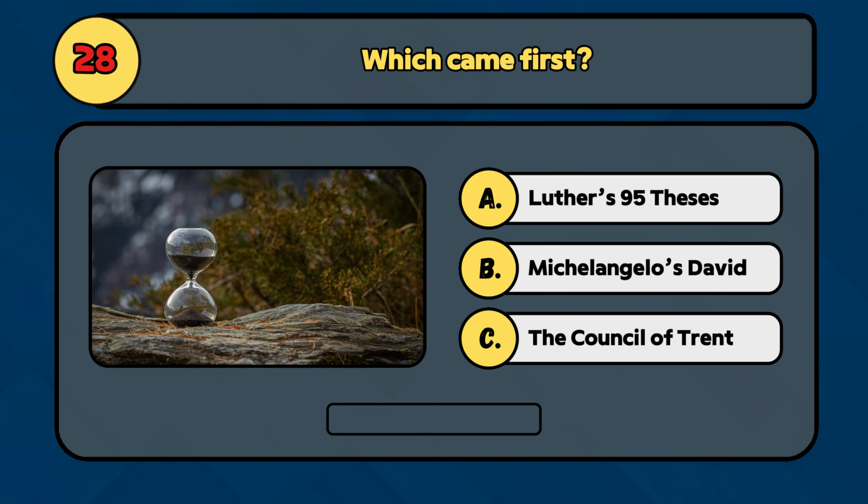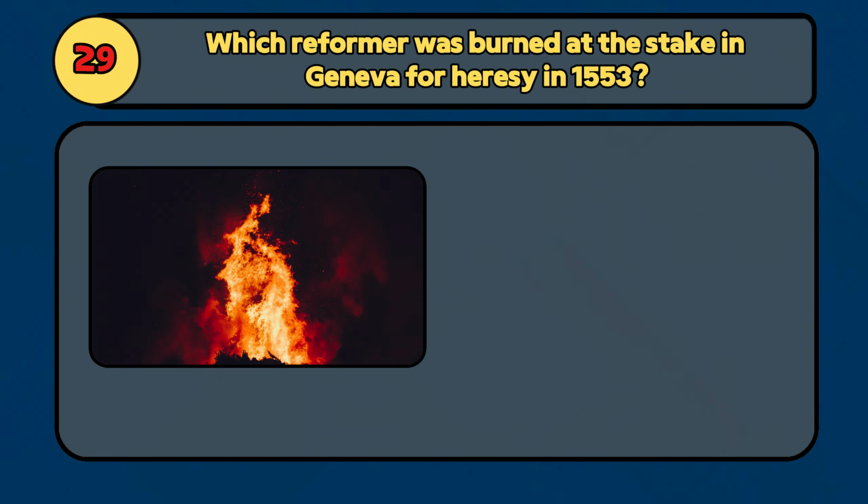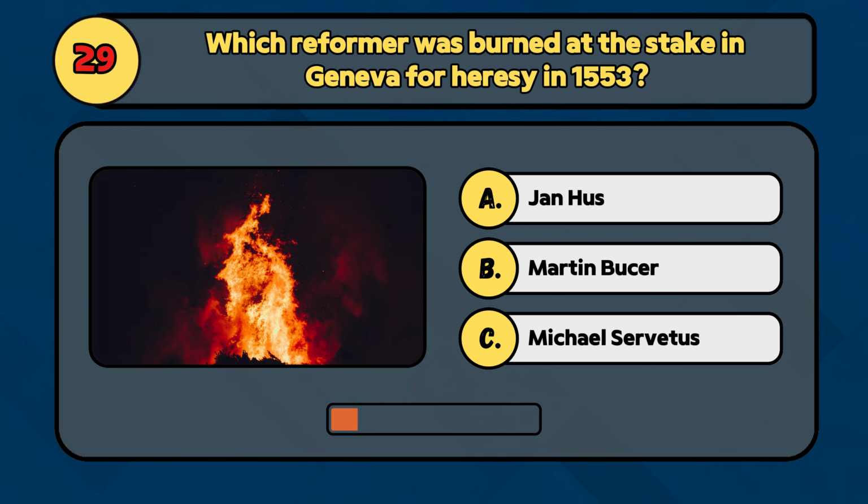Which came first? Michelangelo's David was completed first in 1504. Which reformer was burned at the stake in Geneva for heresy in 1553? Michael Servetus was executed in Geneva for heretical views.